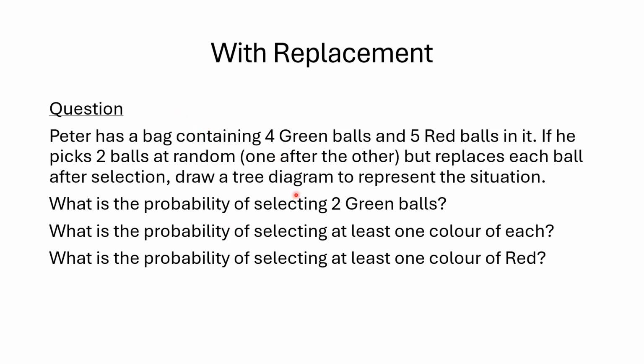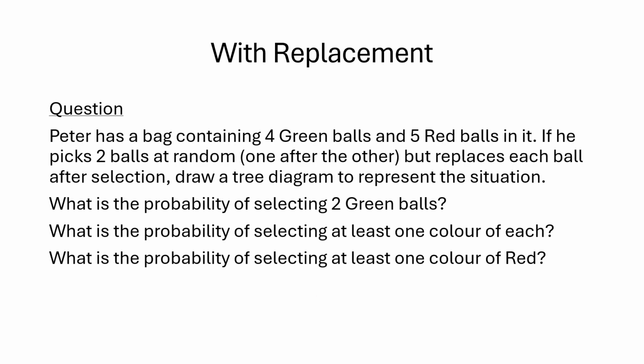Peter has a bag containing 4 green balls and 5 red balls in it. If he picks 2 balls at random, one after the other, but replaces each ball after selection, draw a tree diagram to represent the situation. So we have 3 follow-up questions after plotting the tree diagram: what is the probability of selecting 2 green balls? What is the probability of selecting at least one color of each? And what is the probability of selecting at least one red?